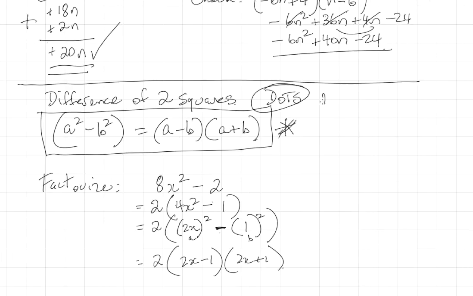Okay, so difference of two squares, well and truly worth remembering. Always look for a common factor first. And then in this case we use difference of two squares. In the one above we used our cross method to factorise.